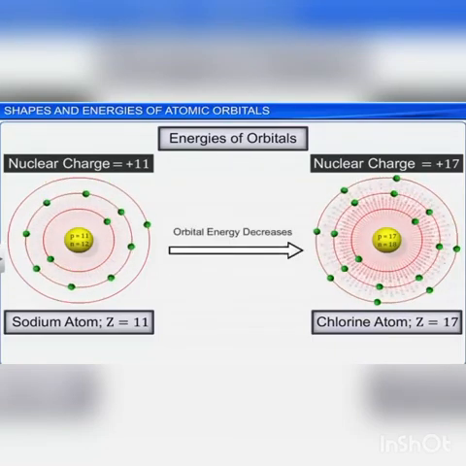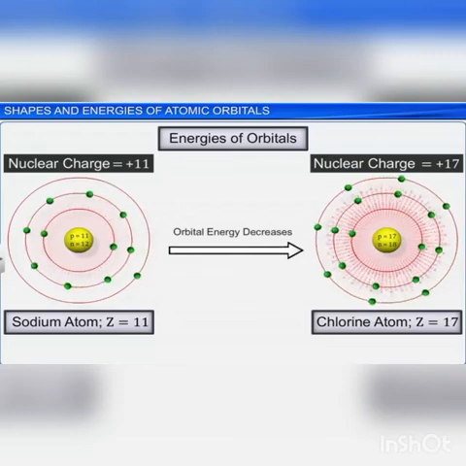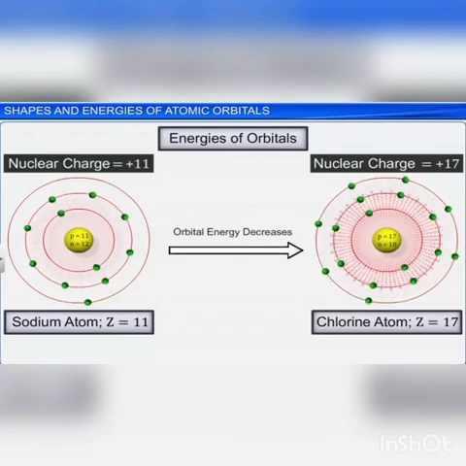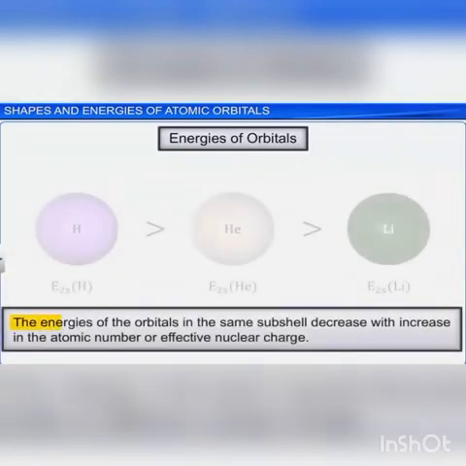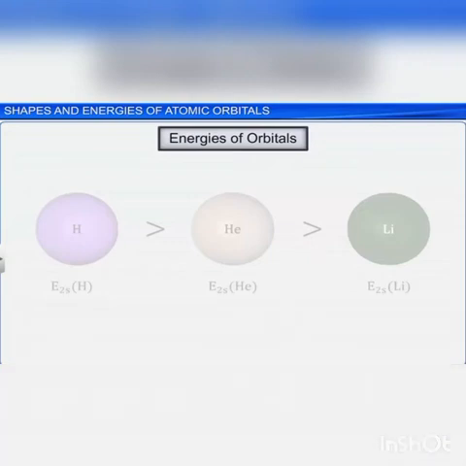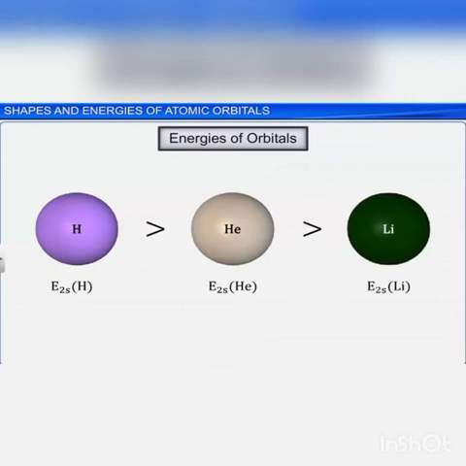The energies of the orbitals in the same subshell decrease with increase in the atomic number or effective nuclear charge. For example, the energy of the 2s orbital of the hydrogen atom is greater than that of the 2s orbital of helium, and that of helium is greater than that of lithium, and so on. That is, E2s(H) > E2s(He) > E2s(Li).